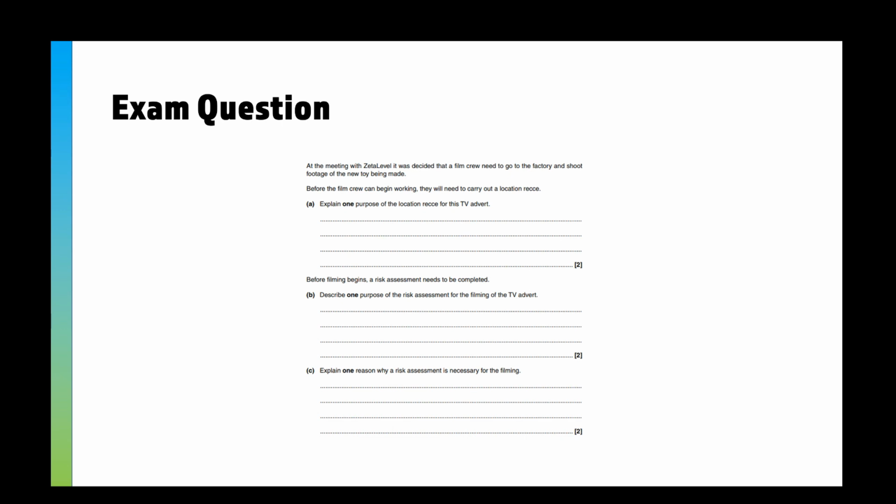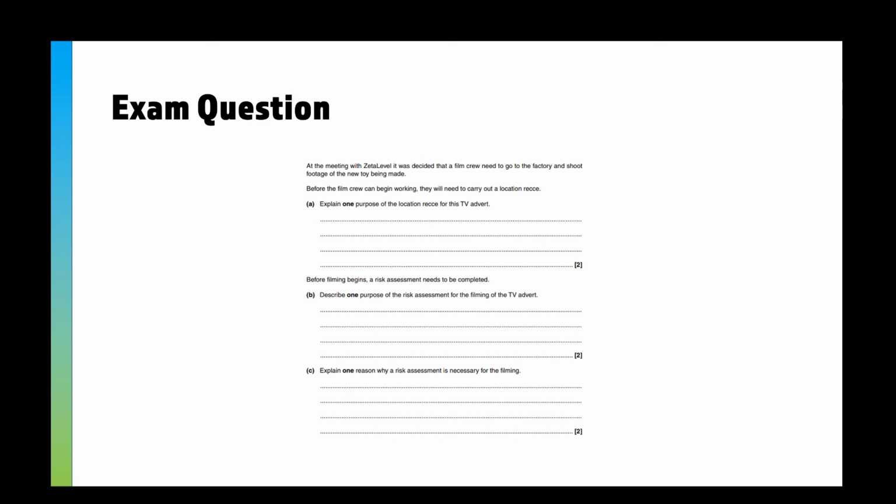So exam question again. At the meeting with Zeta Levels, that's another one of the client briefs from a past paper, it was decided that a film crew need to go to the factory and shoot footage of a new toy being made. Before the film crew can begin working, they need to do a location recce. Explain one purpose of the location recce for this TV advert.